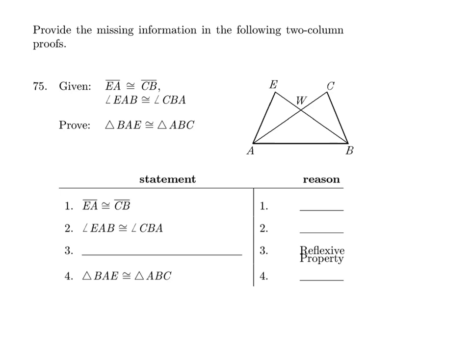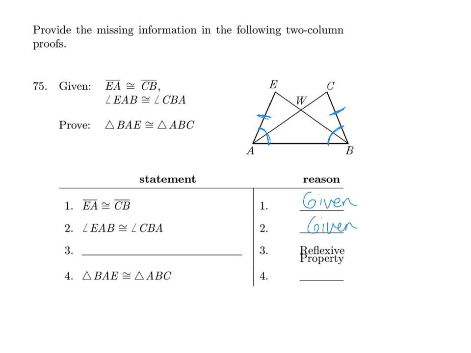All right, provide the missing information in the following 2-column proofs. All right, they pretty much work it all out for you. That's nice of them. EA is congruent to CB. All right, that's given. And EAB is congruent to CBA. All right, that's given. All right, then they say reflexive property.